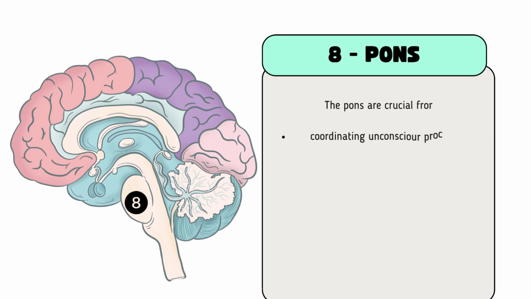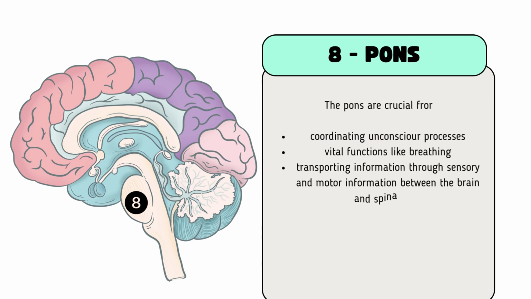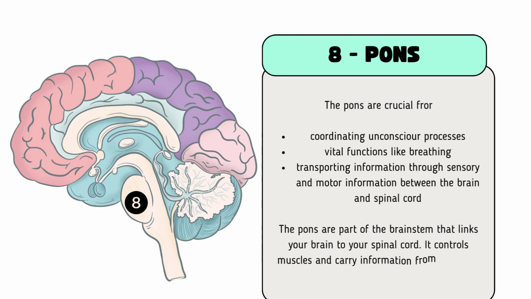The pons is crucial for coordinating unconscious processes, and it is part of the brain stem. It controls all your vital functions and the things that you need to survive.